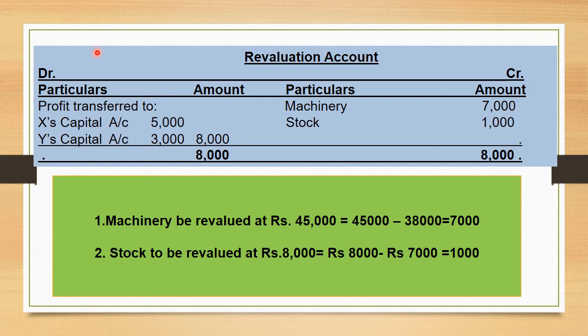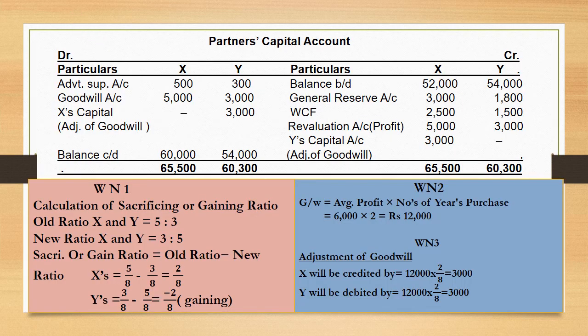Now after the preparation of the revaluation account, our next step is the preparation of the partners capital account. When we start preparing the partners capital account, first we will write the balances of capital given to us in the question itself, and those balances are rupees 52,000 for X and 54,000 for Y.